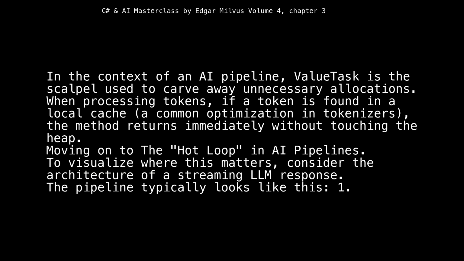In the context of an AI pipeline, ValueTask is the scalpel used to carve away unnecessary allocations. When processing tokens, if a token is found in a local cache, a common optimization in tokenizers, the method returns immediately without touching the heap.